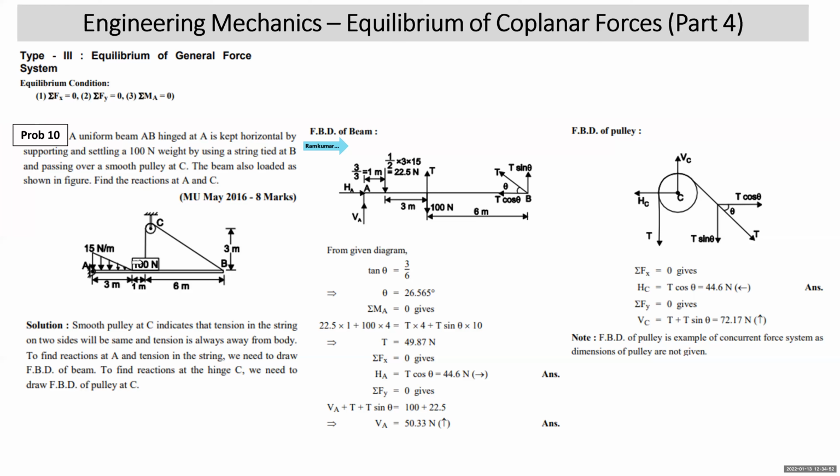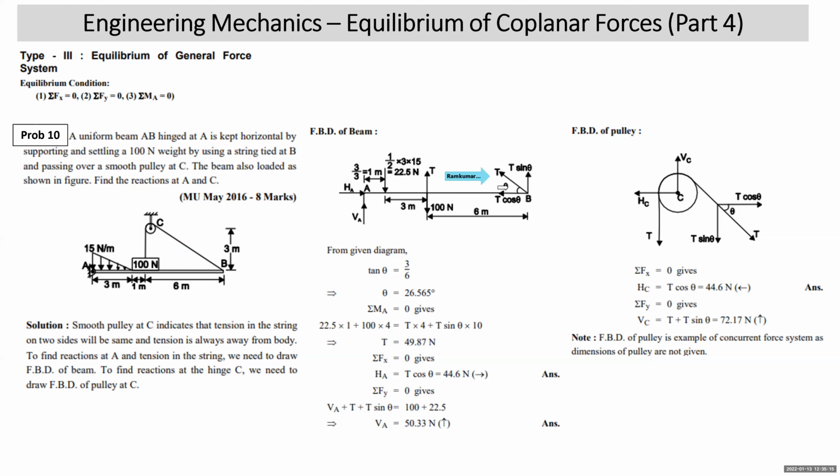This is attached to a string, which is taken around a frictionless pulley, so tension in the string will be the same. I've taken this tension as T. Of course, it will be shown away from the beam when you are drawing the FBD of the beam. Come to B. At B, it is again supported by the same string, so again you replace the string with tension T away from B.